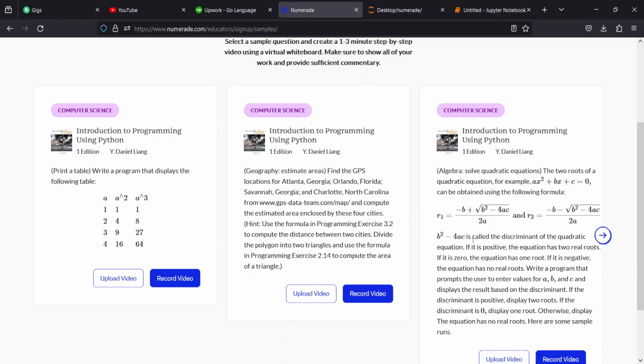B squared minus 4ac is called the discriminant of quadratic equation. If it is positive, the equation has two real roots. If it is 0, the equation has one root. If it is negative, the equation has no real roots.